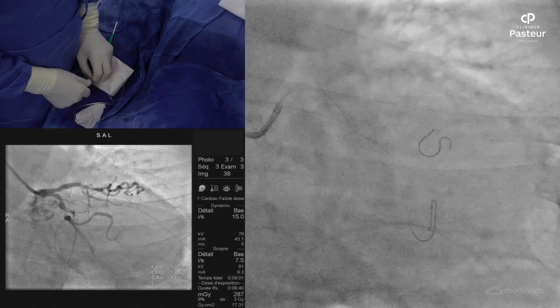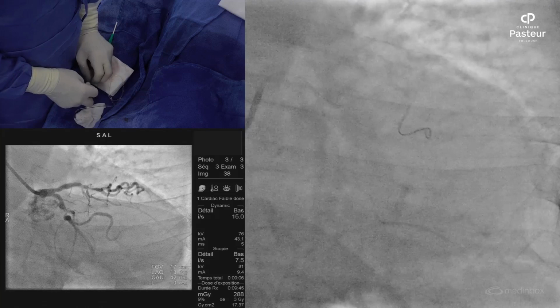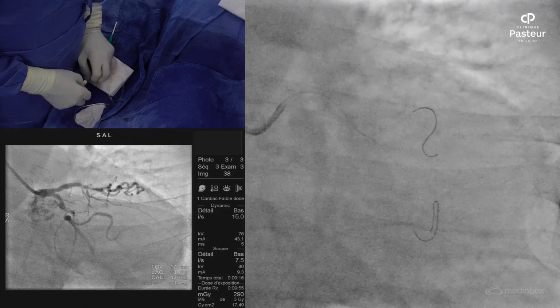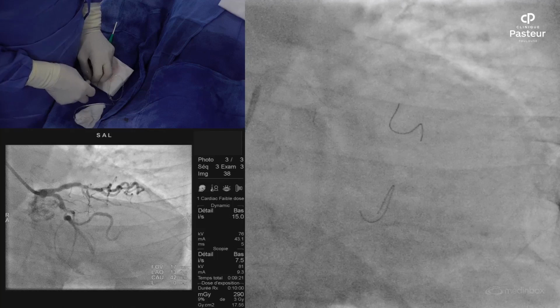Sometimes it could be helped if you ask the patient to take a deep breath. But the problem here is that the woman is sleeping on the table, and this maneuver cannot be used today. But this could be a good maneuver. If not, I will leave the wire here. What do you think, Bruno? I think it's okay. Yeah, I think it's okay.